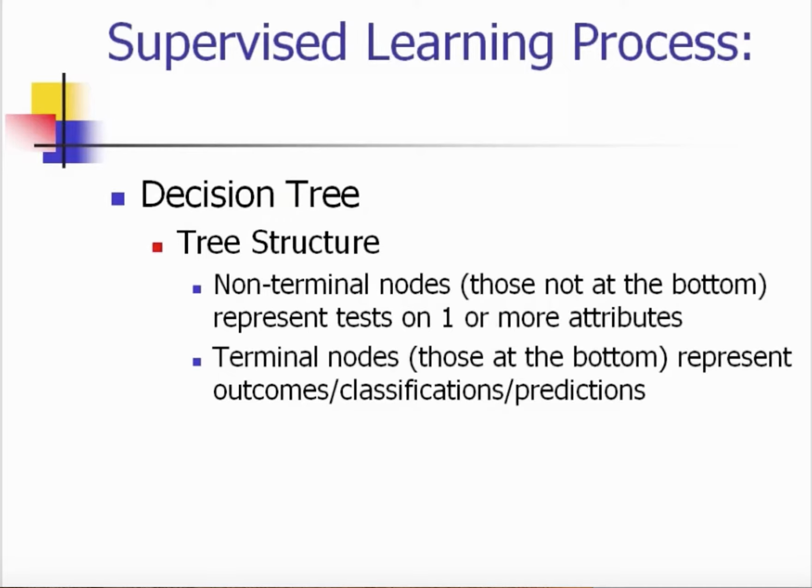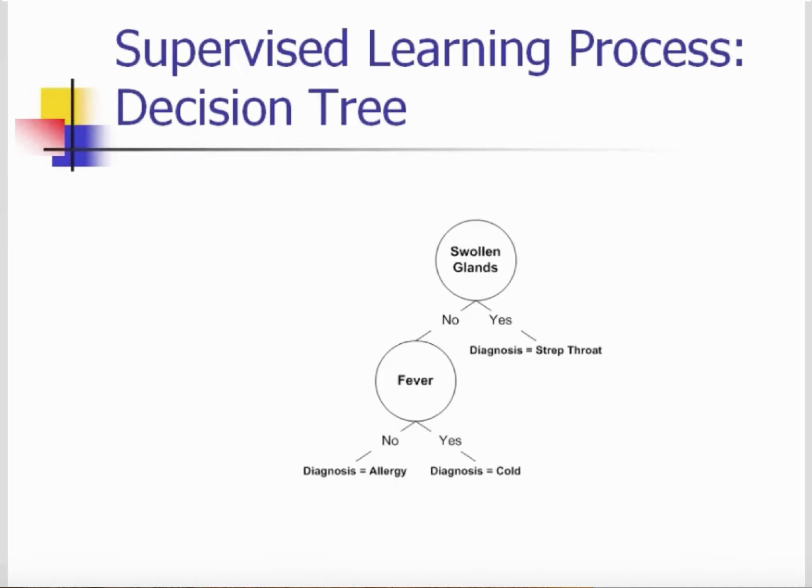If it is a decision tree, the non-terminal nodes are really the questions, they represent the tasks, and the terminal nodes, those at the bottom, are representative of the outcomes. I think this becomes clear if we look at an example here. Swollen glands should probably be followed by a question mark. This is a question: what does a patient have, swollen glands or not? If the patient has swollen glands, that is, if the value is yes, then the diagnosis is strep throat.